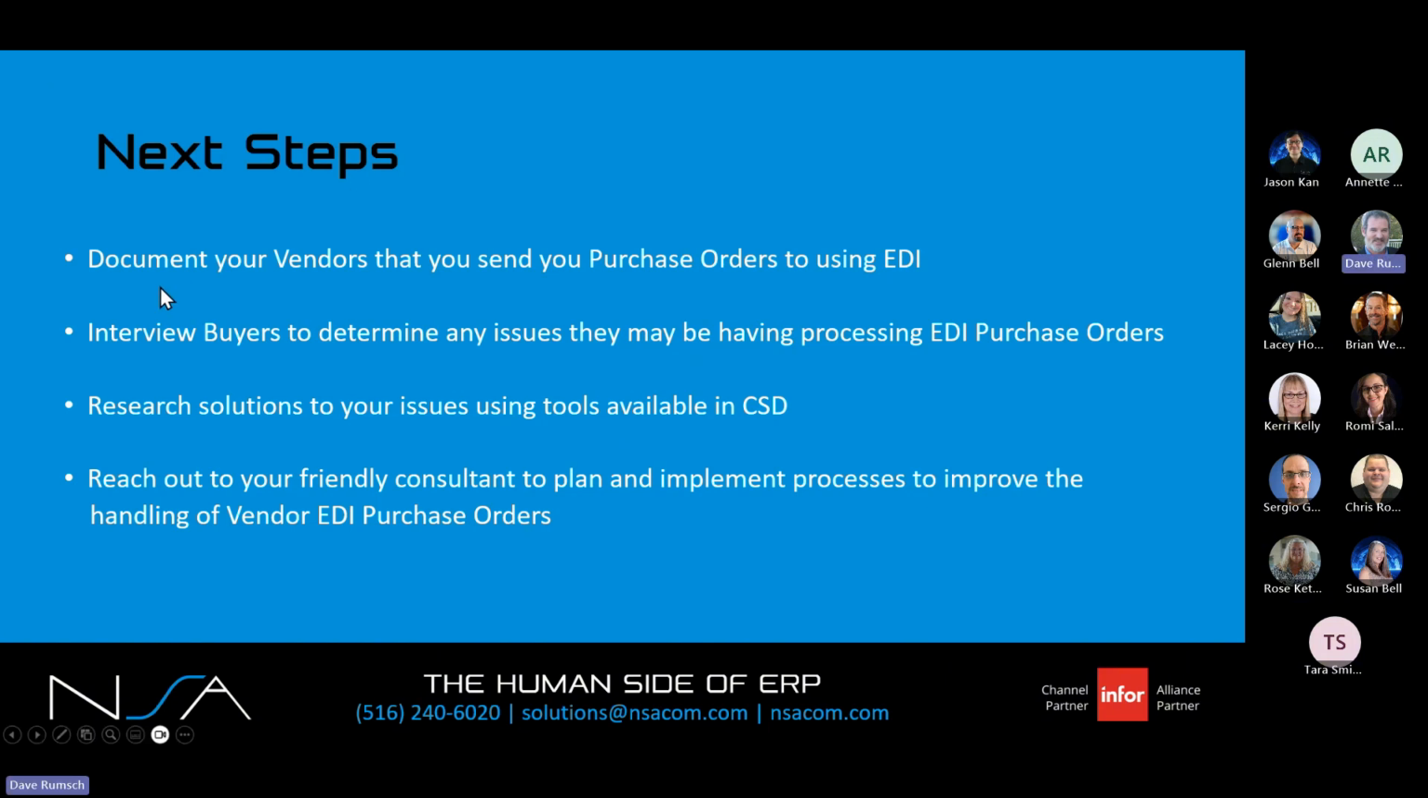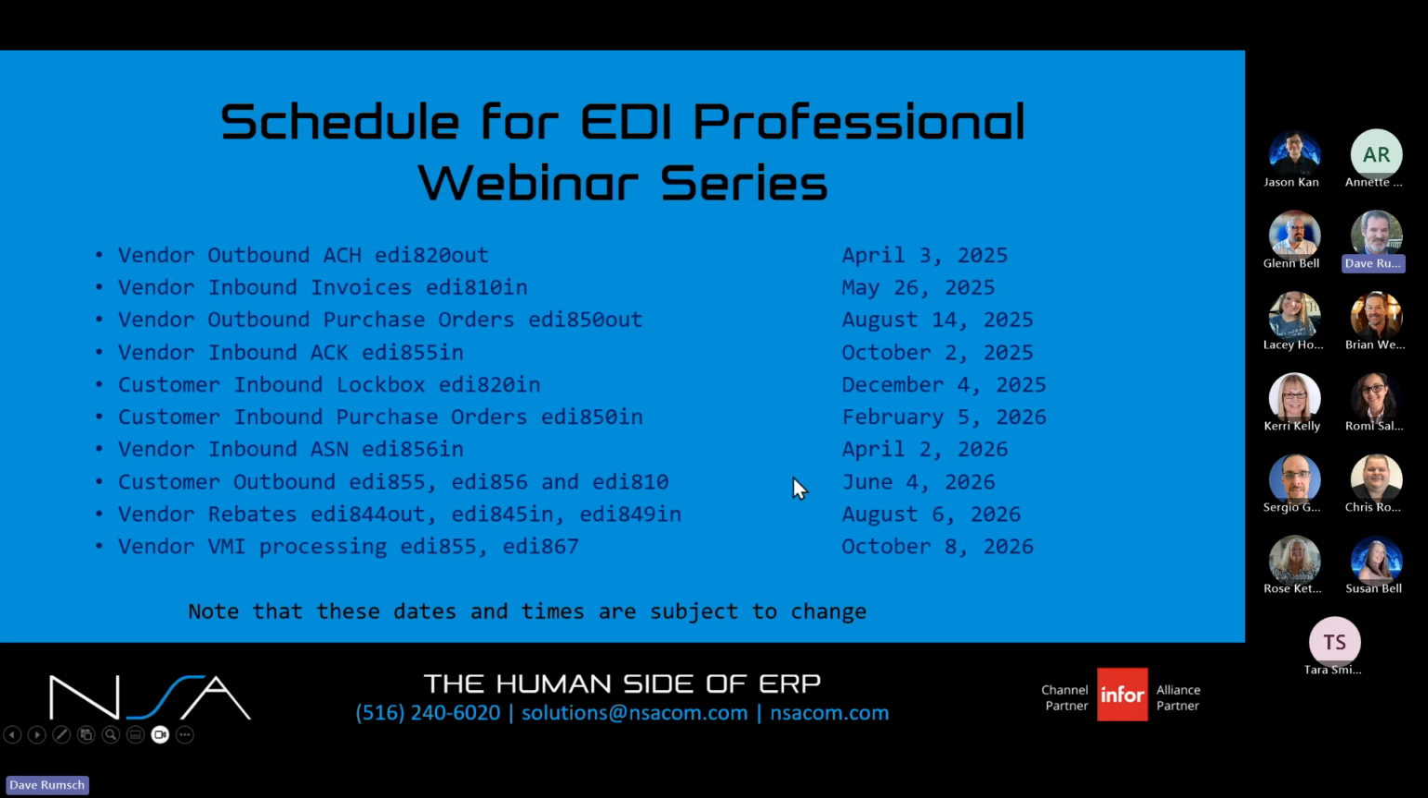So our next steps for our customers: document what vendors they're sending purchase orders to using EDI. Talk to your buyers to figure out if they've got issues now. Research any solutions that you need to do in CSD, and then of course reach out to your friendly consultant to plan and implement processes to improve handling of vendor EDI purchase orders. This is a professional series that's ongoing. This is the 3rd one. This is the schedule for the rest of them. Please note that those are subject to change, and these are available in our webinar series on our website.